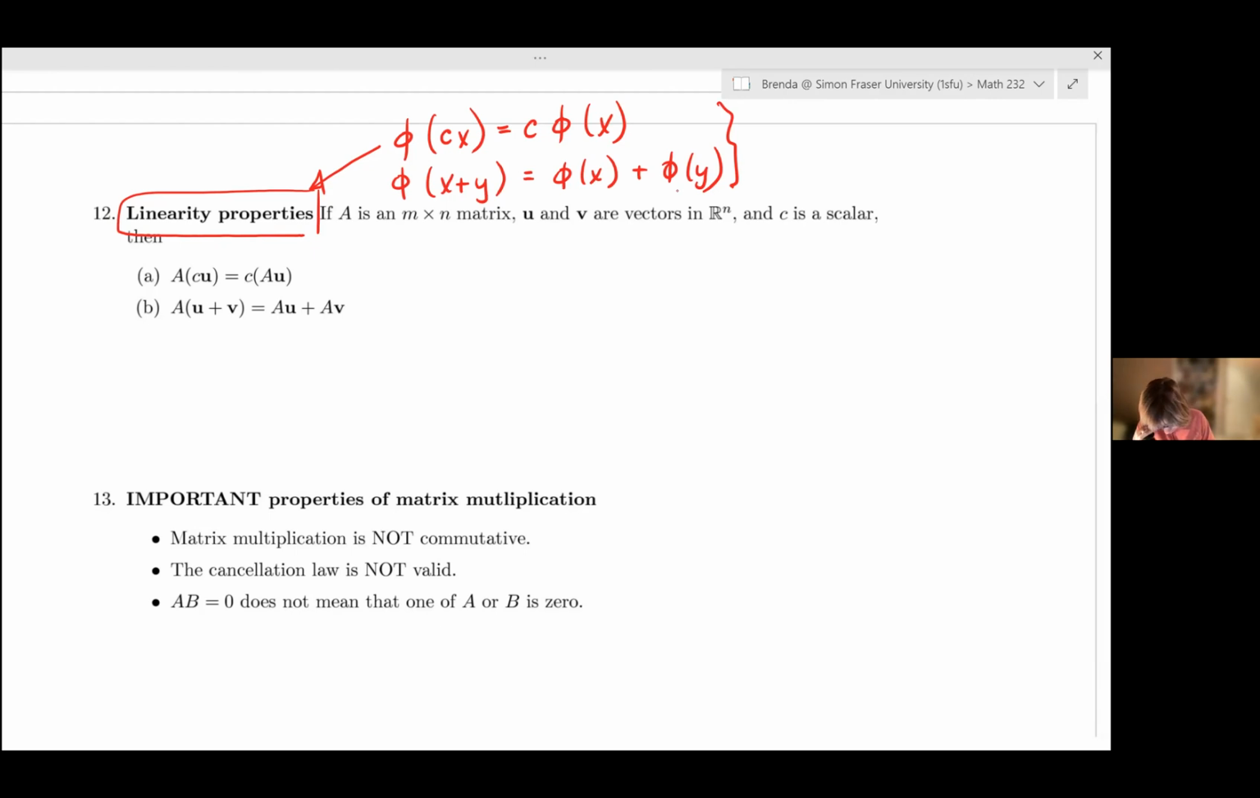All right. That is what this is saying here. And what we're thinking of here is rather than a function, we are thinking of multiplying a matrix times a vector, or multiplying a matrix times the sum of two vectors. So these are the linearity properties. And rather than the word we would have used before, a function, what we're thinking of is the matrix A is operating on the vector.